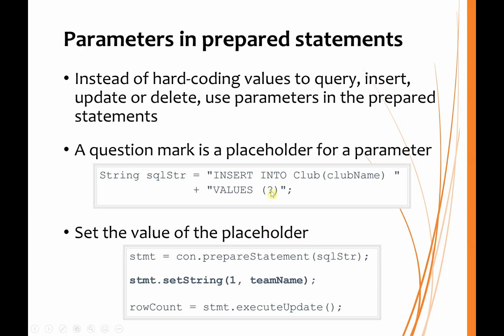These question marks are numbered 1, 2, 3, and so on. Now we've only got the 1, so we only have to provide a value for placeholder number 1. So in that statement, having prepared it, we then set a string for placeholder number 1 and provide a value. Then we can update.